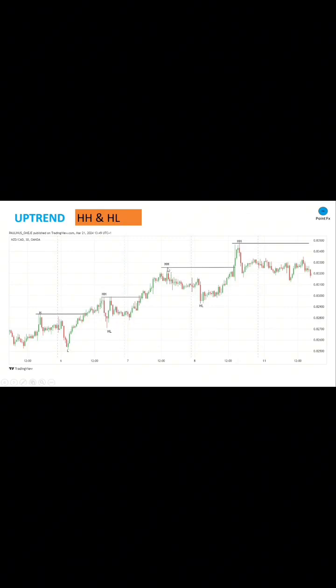The market imprinted another high. This time around, this high is higher than the previous high. You call it a higher high. Then it created another low that is higher than the previous low. We call it a higher low. Then it created another low that is higher than the previous low. We call it a higher low. Then it created another high higher than the previous high. We call it a higher high. So whenever a market is imprinting higher highs and higher lows, we say that the market is in an uptrend.